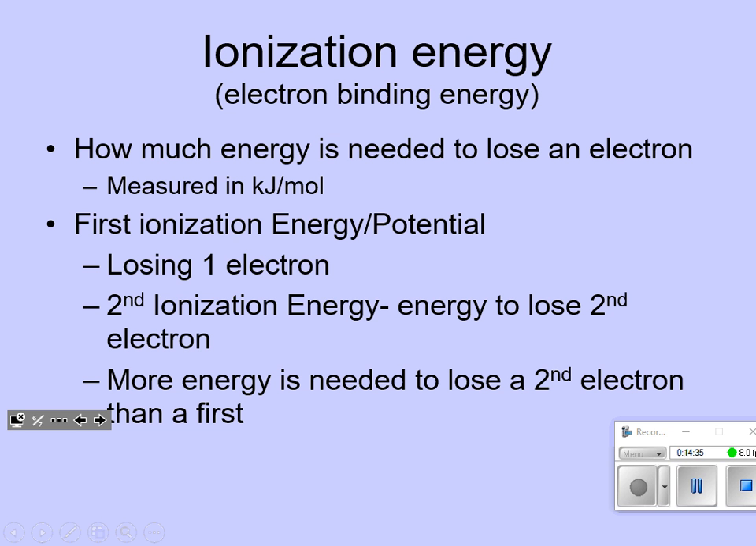As you lose more and more electrons, it becomes harder and harder to do. Which is why I mentioned in the last part of this slide so far, more energy is needed to lose the second electron than the first. There's less electron repulsion, so the electrons are closer to the nucleus, so there's more attraction to be overcome.